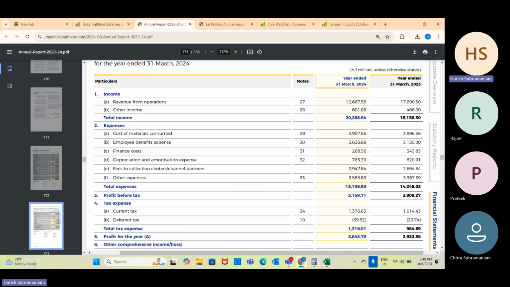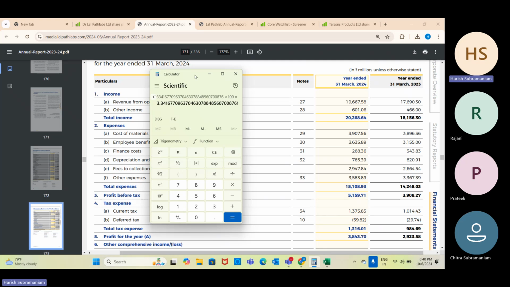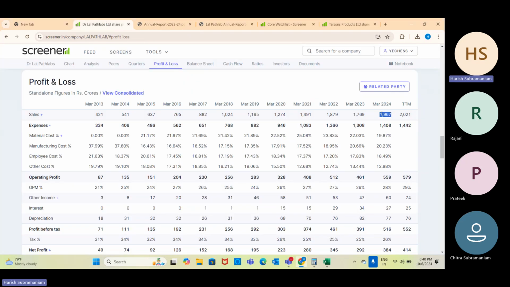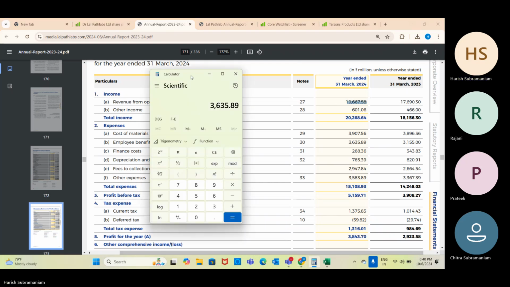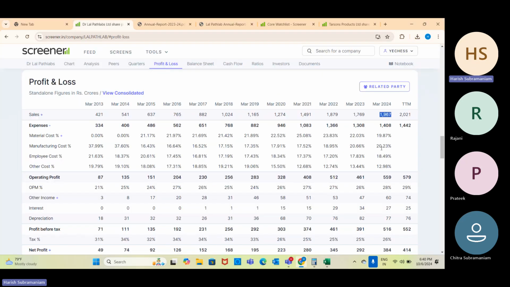So we have employee benefit expense here, which is 3635.89. And Screener is looking at this as a percentage of sales, so we have to divide by revenue from core operations, 19,667.58, and then multiply by 100. That will give us the percentage. So this is 18.486%, which if we round it off to two decimals, comes to 18.49%. You see over here, it says 18.49%.